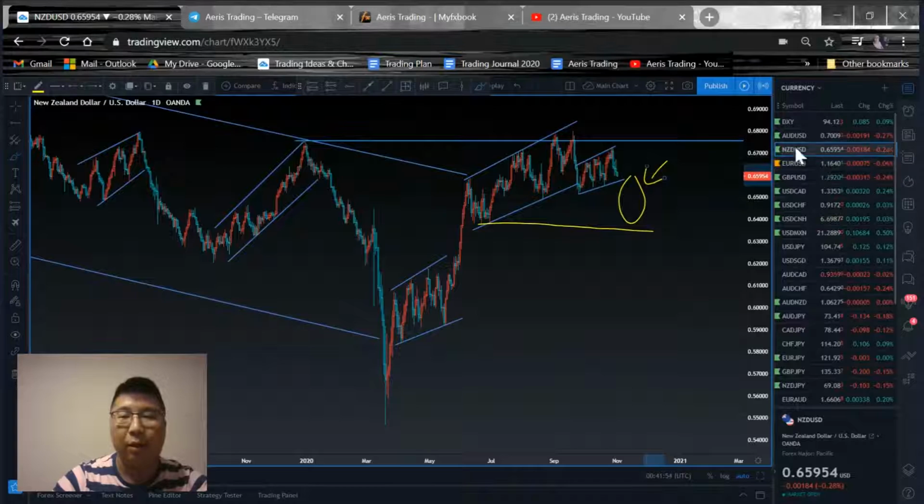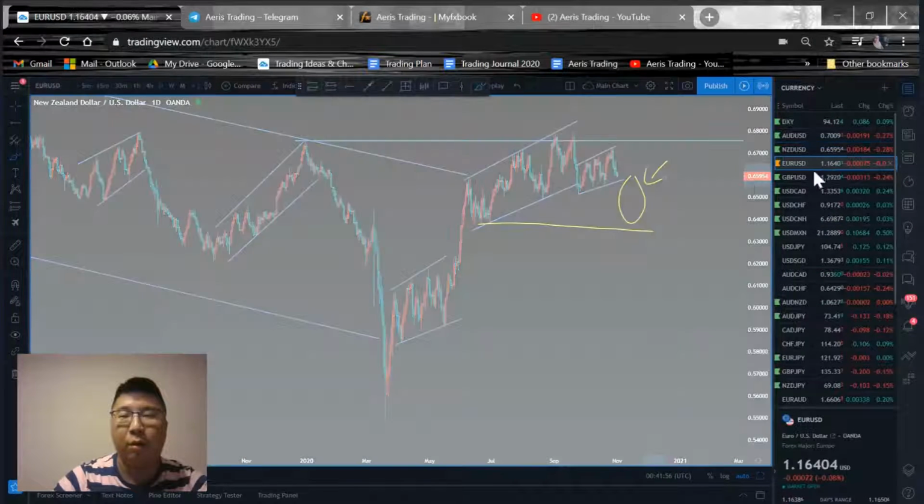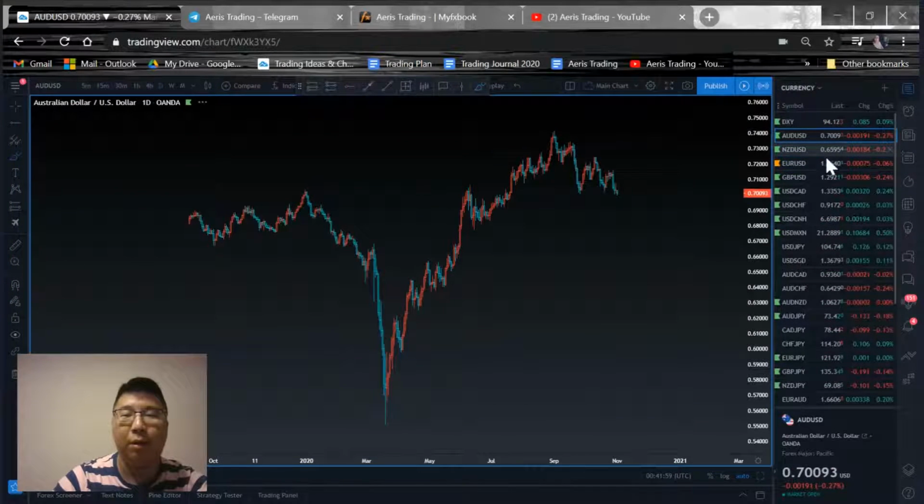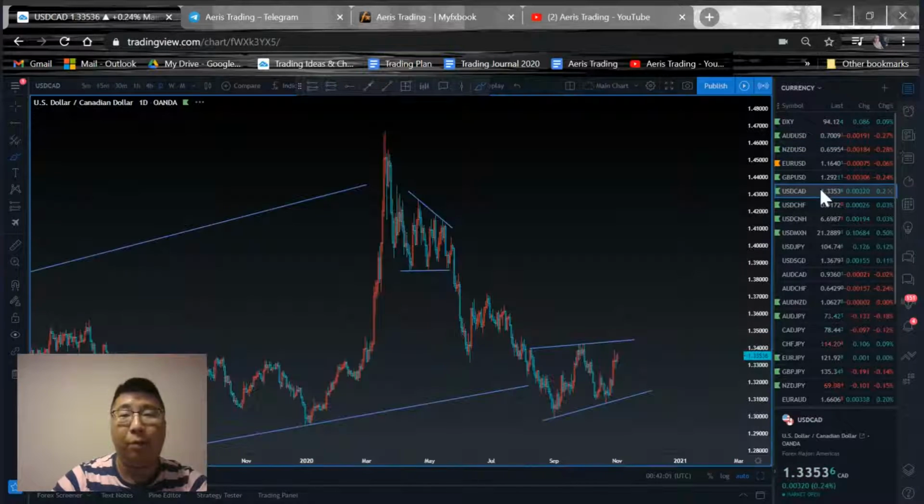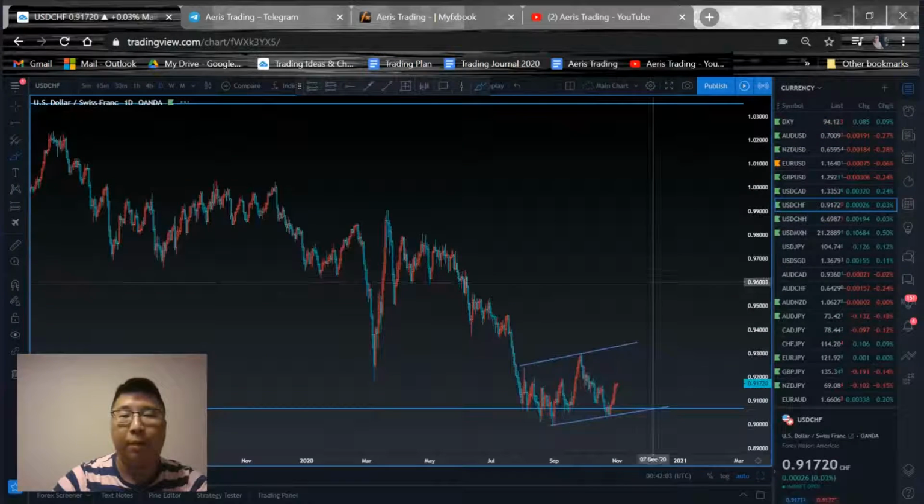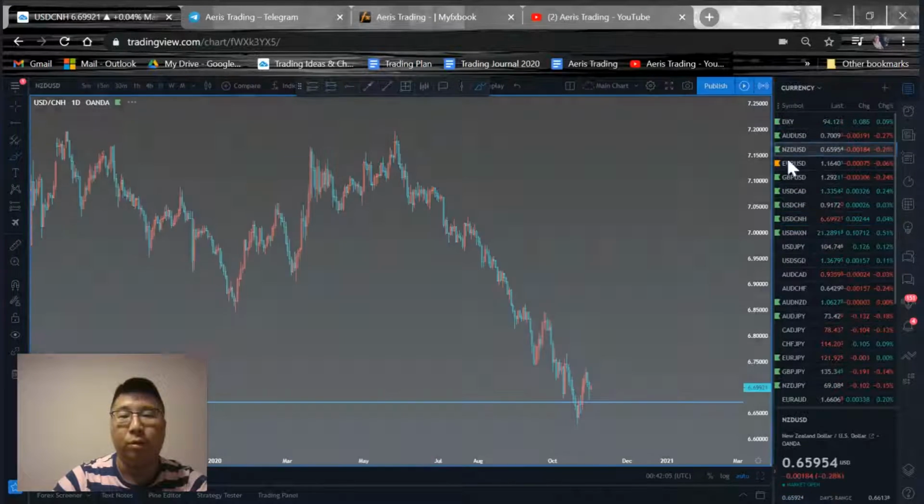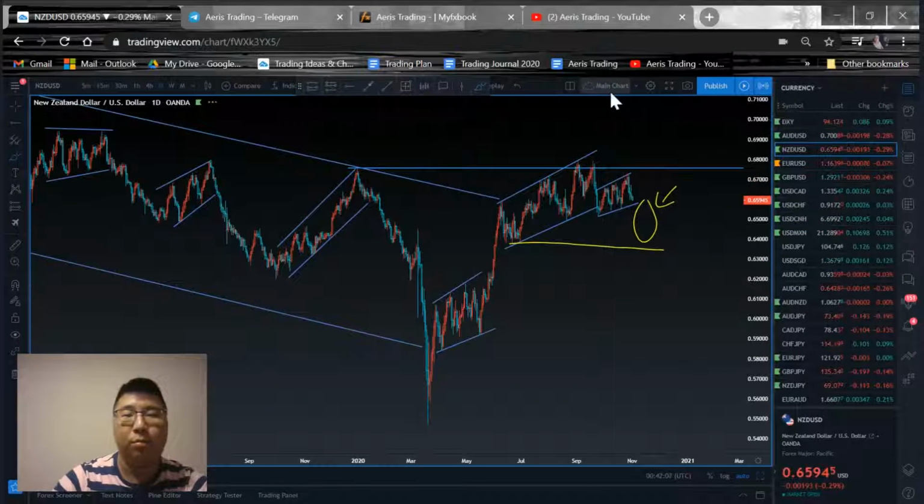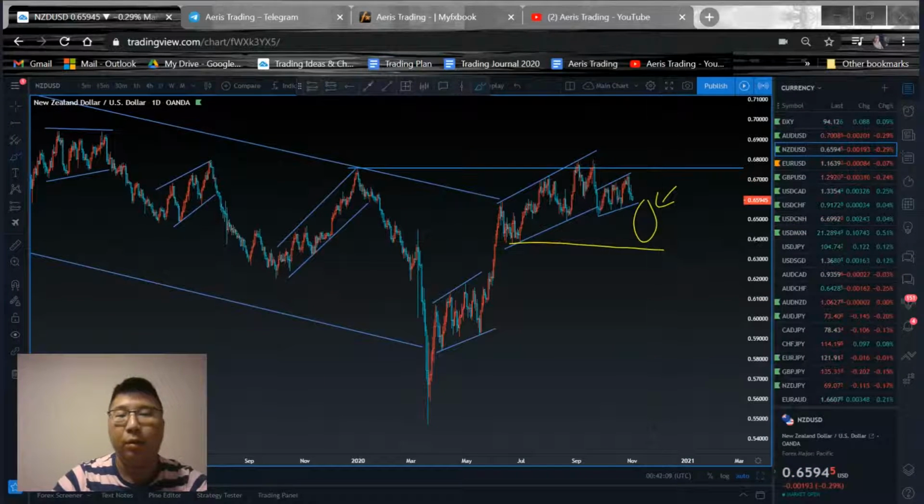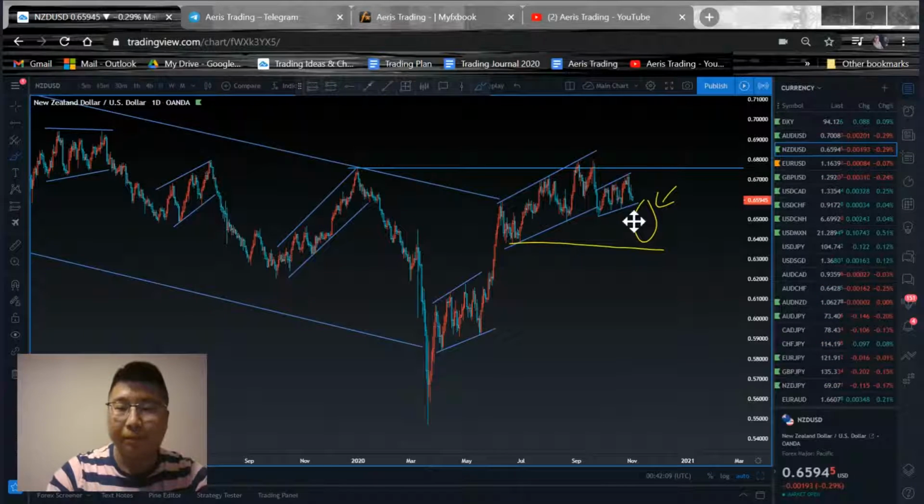Of course, if the dollar gets strength, they're all going to move, right? It's not just going to be Kiwi dollar. But if I have to pick one, I'm going to choose Kiwi dollar. It just looks the most perfect to me for the upcoming dollar strength.